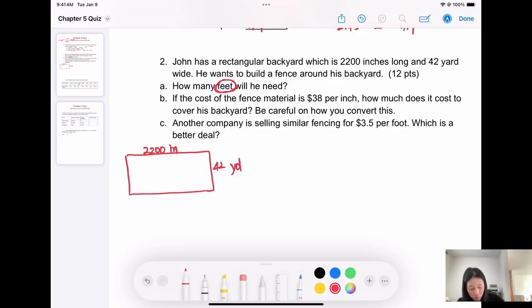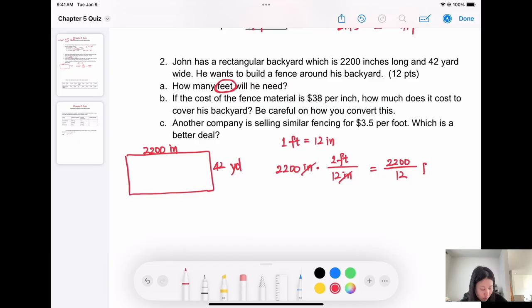Okay, so we know that 1 foot equals 12 inches. Now you're given 2,200 inches, and I want to convert that to feet. So the feet is on the top, the bottom would be the inches, so that we can cancel the inches. Then we have a whole number multiplied by a fraction. So this is equal to 2,200 over 12 feet. That would be the first step, and you can simplify it or not.